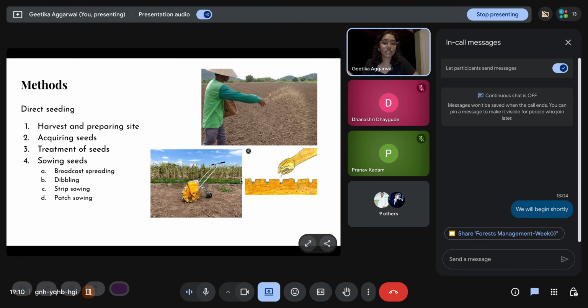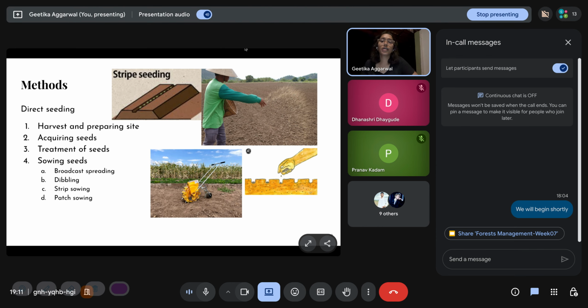Dibbling is where you make small holes and you put seeds in them. This is a way of manual dibbling. This is again manual, but a little bit more mechanized. There are these particular nozzles which contain seeds, and they will puncture the soil, create a hole, and drop the seed. Then as you move across, it will keep creating the holes and dropping the seeds in them. So that's dibbling.